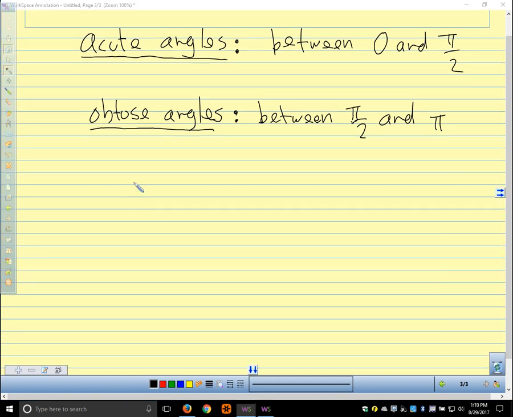How about complementary angles? What do we mean when we say angles are complementary?